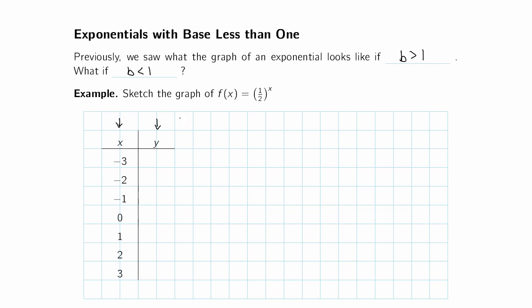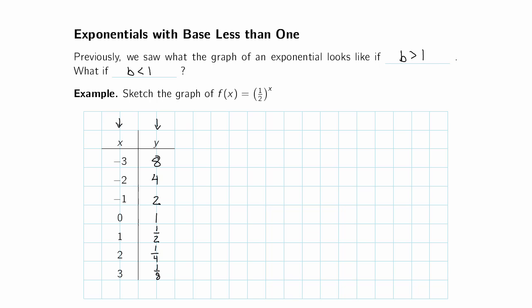When x is -3, we have a half to the -3, which we can just do on our calculator, but also the negative exponent means take the reciprocal, so that's 2 to the +3. That's 8. A half to the -2 is 4. A half to the -1 is 2. A half to the 0 is 1. And then a half to the first power is a half, of course. A half squared is a fourth. And a half to the third is an eighth.